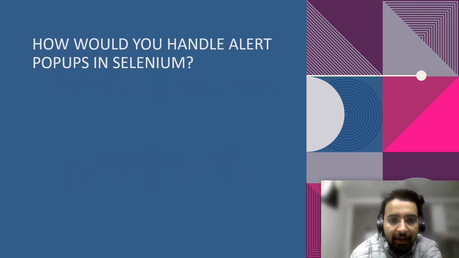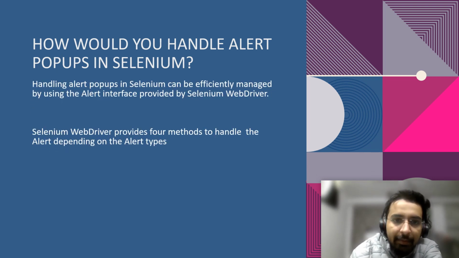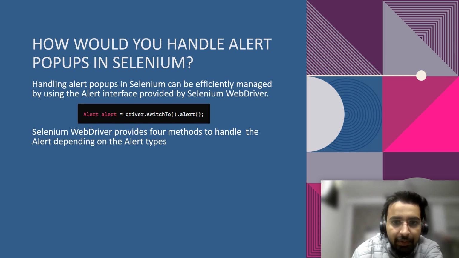How would you handle alert pop-ups in Selenium? Handling alert pop-ups in Selenium can be efficiently managed by using the alert interface provided by Selenium WebDriver. First, you need to switch the WebDriver's context to the alert pop-up as it is not part of the main HTML page. You can do this with the switch_to.alert method, which returns an instance of the alert interface, representing the active alert on the page.